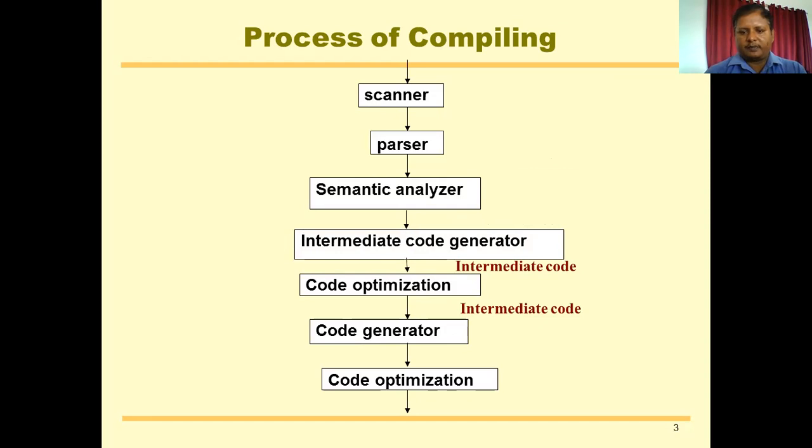From the optimized intermediate code, the code generator produces the target code. We also apply optimization techniques on the target code, and finally we get the final target code. These are the 6 different phases of a compiler. The functionality of each phase will be discussed in the upcoming slides.